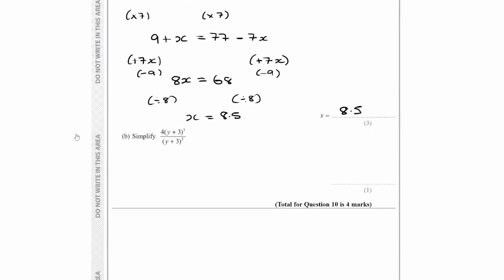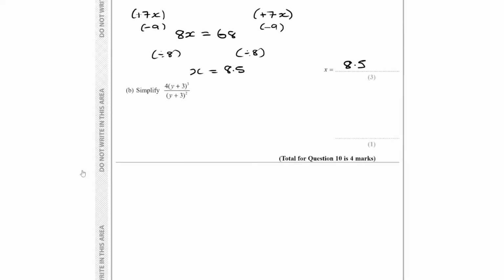So just move it across. Part B, we've got simplify (y + 3)^3 over (y + 3)^2. So it's only 1 mark, as you can see. Effectively, it crosses out this one, and then you're still left with 1 in the numerator, aren't you? Yes, exactly. You're left with 1.